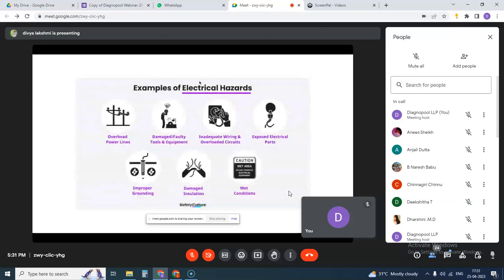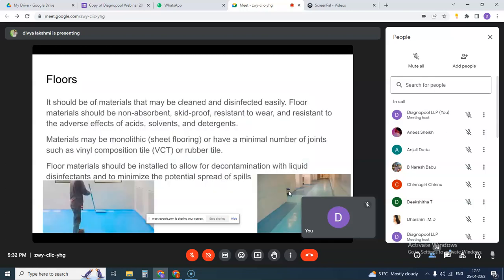The various kinds of electrical hazards which occur in the lab could be because of damaged or faulty tools and equipment. They can occur because of inadequate wiring and overloaded circuits. If there are exposed electrical parts, it can cause electrical shock. Improper grounding, grounding is very important in the lab as it can cause the breakdown of the machine. If there is any damaged insulation, please get it cleared and fixed as soon as possible. And if there are any wet areas, be careful while using electrical instruments.